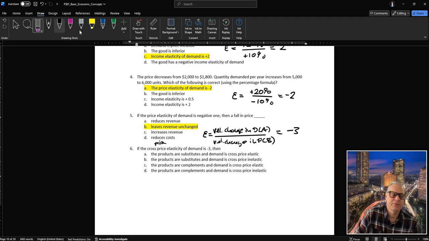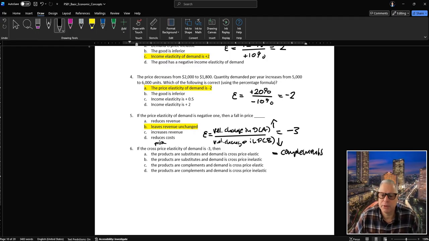Okay, so now let's check if it's a complement. Let's say we have peanut butter and jelly. If the price for peanut butter goes down, that means quantity demanded for peanut butter goes up. But now we also consume more jelly because that's what we eat together with it. So we start eating more jelly and demand more jelly. So now we have an inverse relationship and we get something negative. So the answer must be that we are dealing with complements.